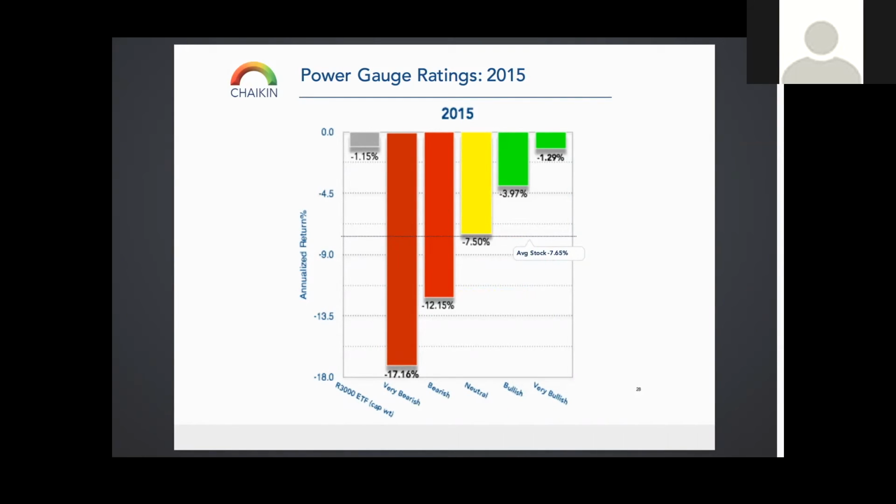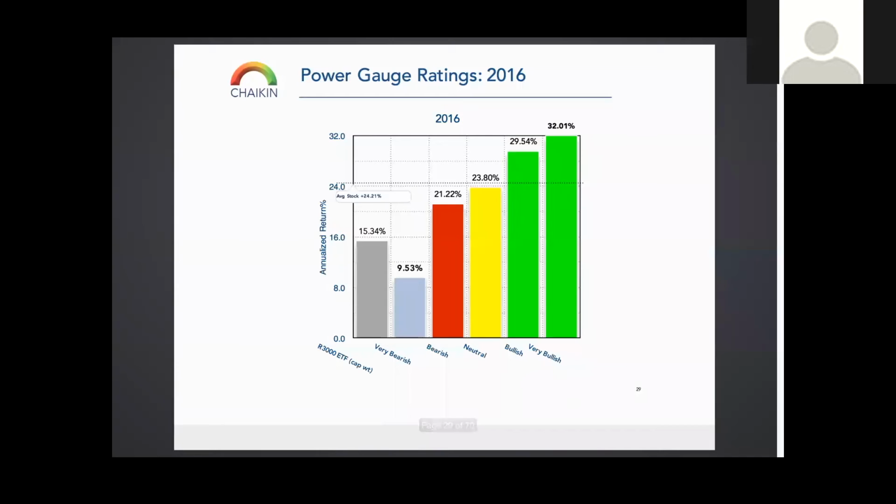2015, if you were in the very bearish stocks in the Chaikin power gauge rating, you lost on average 17% of your money, because there was a bear market in small caps, there was a bear market in energy stocks, the fracking stocks, the offshore drilling stocks, even the major oil stocks. The rails were very weak because we weren't moving product around from the energy complex. Very bullish stocks were down only 1%.